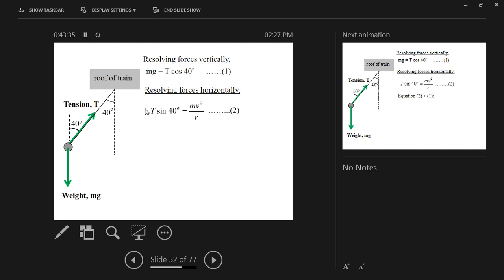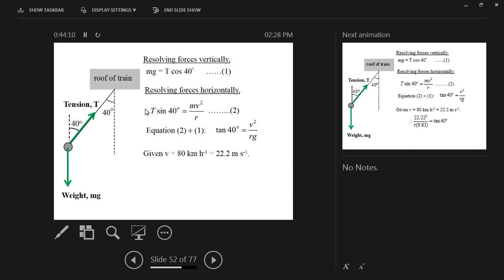The idea is to get rid of the T, and to do that not by substitution but rather by division. So I take equation 2 divided by equation 1, then you see that the mass will be gone, the T also gone, then instead of sine and cosine you get tangent 40. So tangent of the angle will be equal to v squared over r g, where r is the radius which I want to find, v is given, and g is 9.81. So the only unknown here is r.